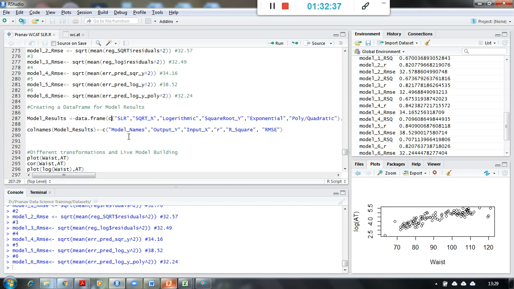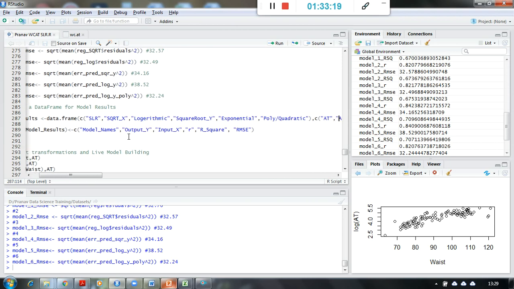So I am writing my model names as a data frame. The first model was simple linear regression. Next was square root of x, because I have transformed x here. The third one was logarithmic, because I have taken a log on x. The fourth one was square root of y, or I can call it the square model as well. In the fifth model we used exponential, that is, we took a log on the y variable. And in the final model we took a log on the output variable and used the quadratic equation, that is, the equation of a curve.